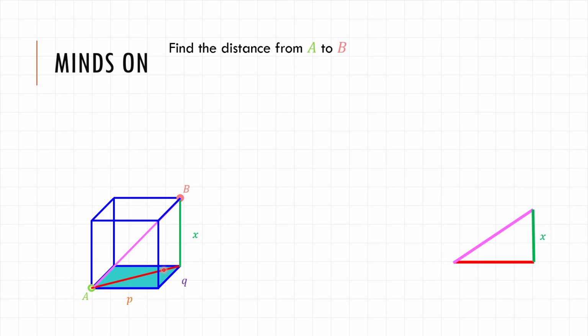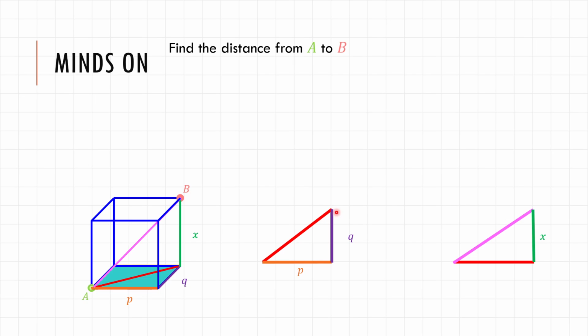If I look at the floor here, there's actually another triangle going on right there at the bottom of this. I called it a cube, but I guess technically it's a rectangular prism because I don't know any of the side lengths. And this right angle triangle, which is on the floor of this rectangular prism, has side lengths P and Q, and its hypotenuse is the same as this red line here. So if I want to find the pink line, I first need to find the length of the red line.